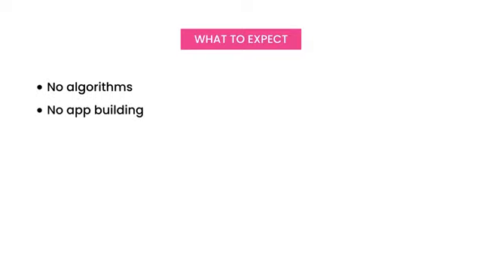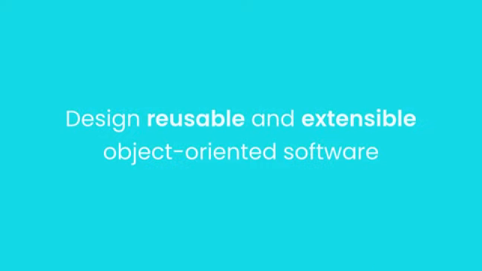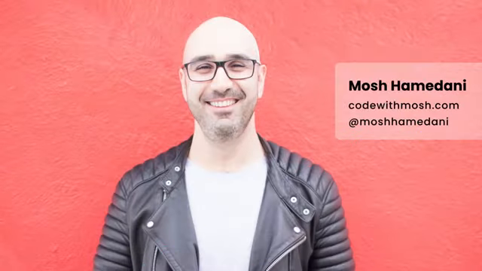Also, we're not going to build an application. Instead, we're going to talk about designing object-oriented software. We're going to talk about how you should structure your classes and how these classes should collaborate. Our focus will be on building reusable and extensible software. Software that can be easily extended. The techniques we're going to cover in this course are extremely important, and every software engineer working with object-oriented systems should master this.